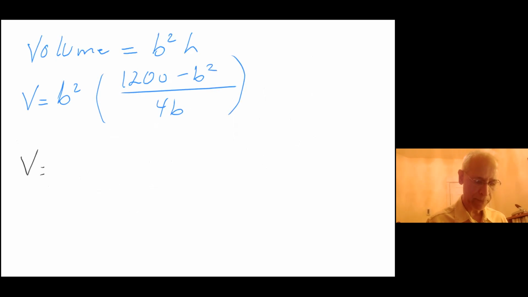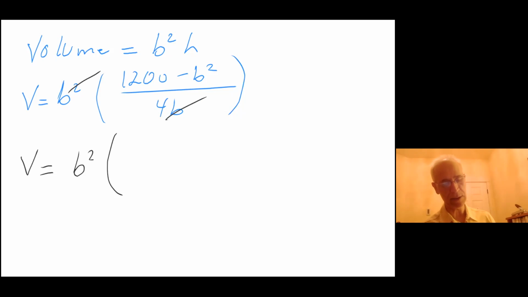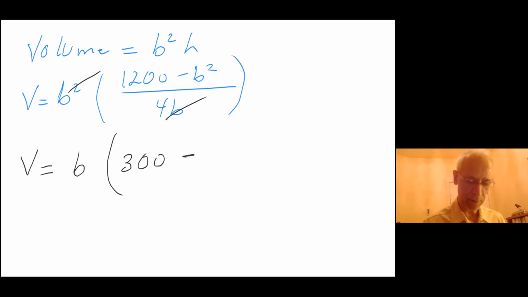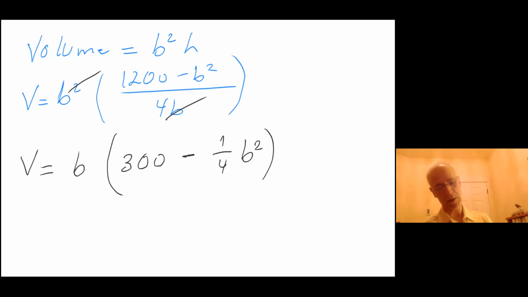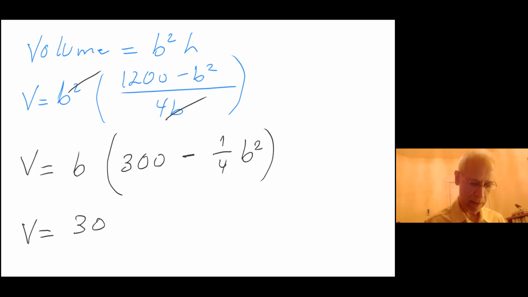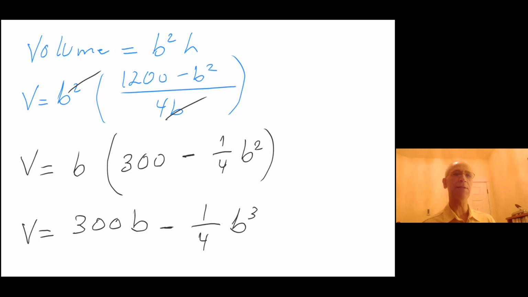I have V equals B squared times 1200 minus B squared over 4B. I can go ahead and cancel, since this B cancels with this 4B in the denominator for both of them. So 1200 over 4 gives me 300. And now I have minus 1/4 B to the second. Okay. So now volume equals 300B minus 1/4 B cubed.